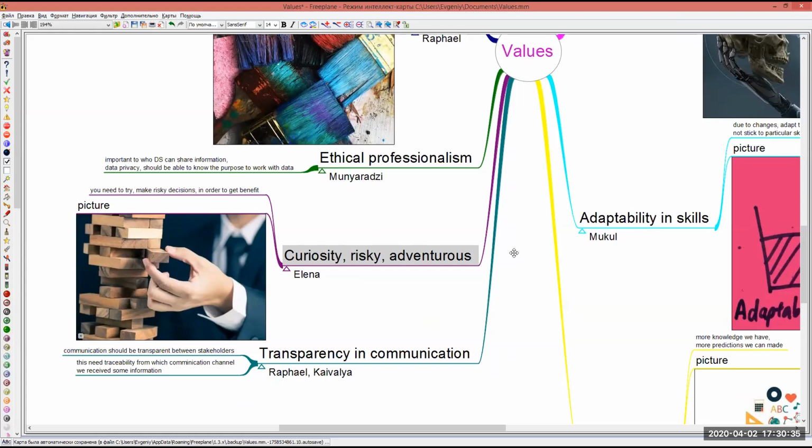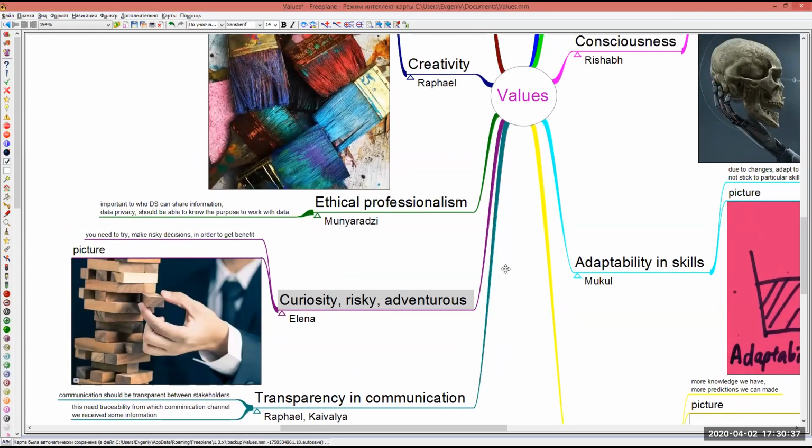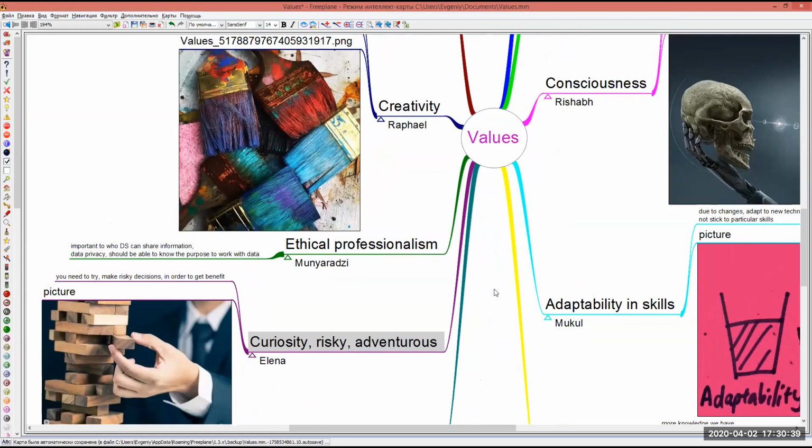I don't think it is. Legally, it's not. Of course. Yeah, we are not talking about legal. We are talking about values. Yeah. Values.